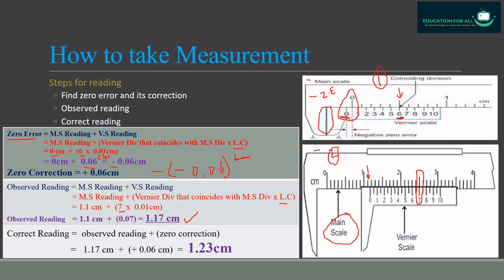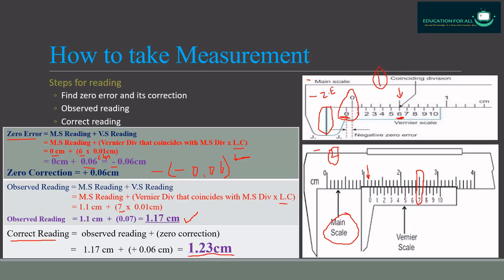This is your observed reading, but you know there is an error in your instrument. So now you are going to take the correct reading. What is the formula for the correct reading? You will add this observed reading with the zero correction. The zero correction is plus 0.06 here, and the observed reading is 1.17. When you add these two readings, you get the correct reading, that is 1.23 centimeters.